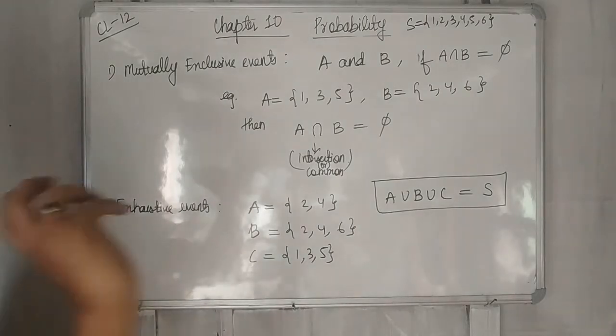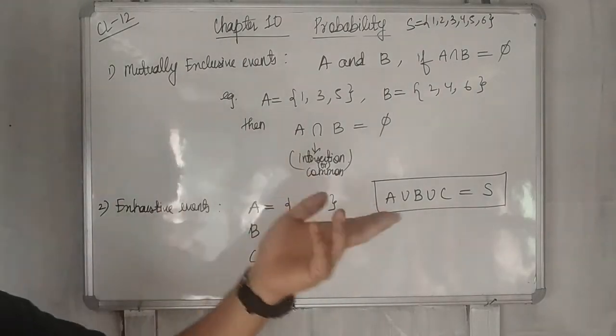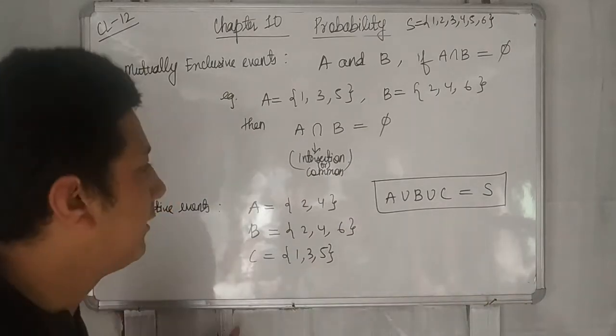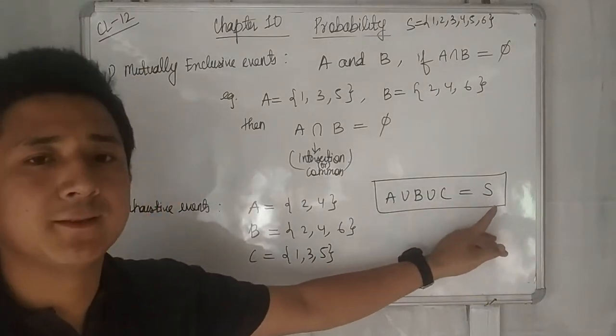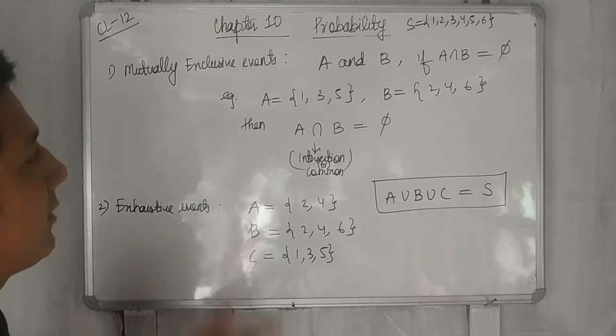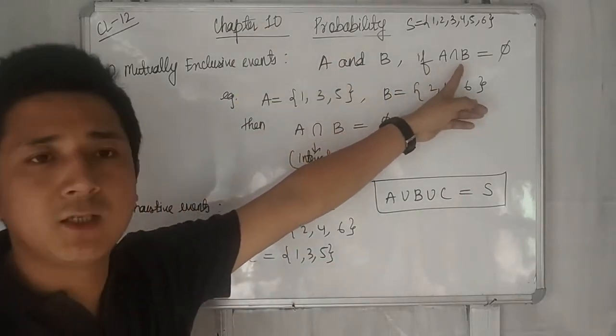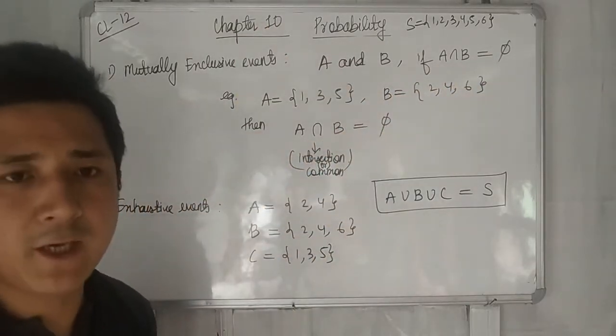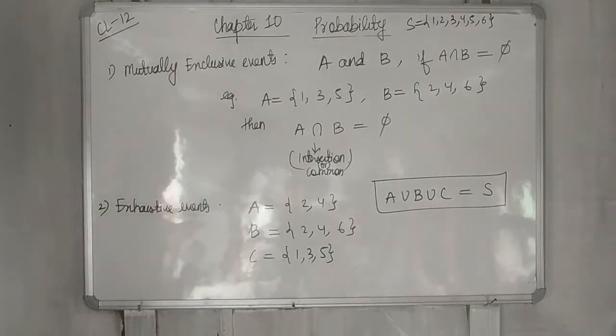So this type of events are called exhaustive events. If you're asked to check whether these events are exhaustive or not, then you have to check the union has to be the sample space. If you're asked to check whether it is mutually exclusive or not, then you have to check the intersection, which should be empty. Okay, so please note it down.